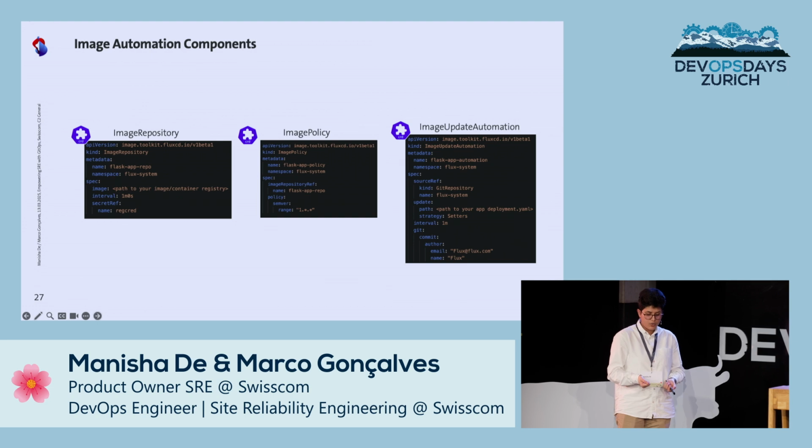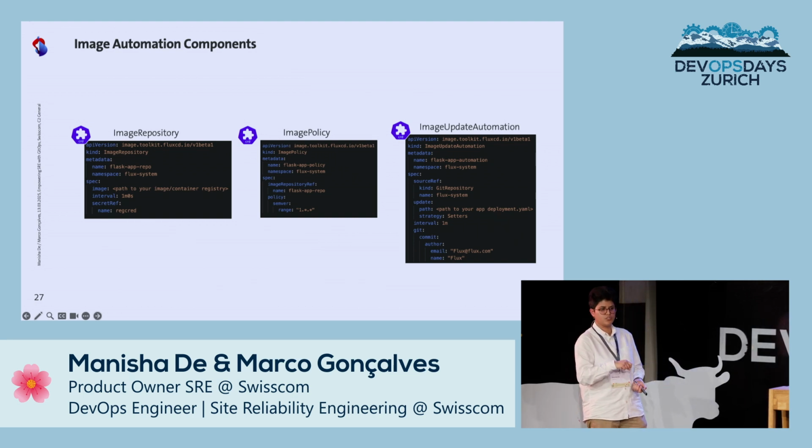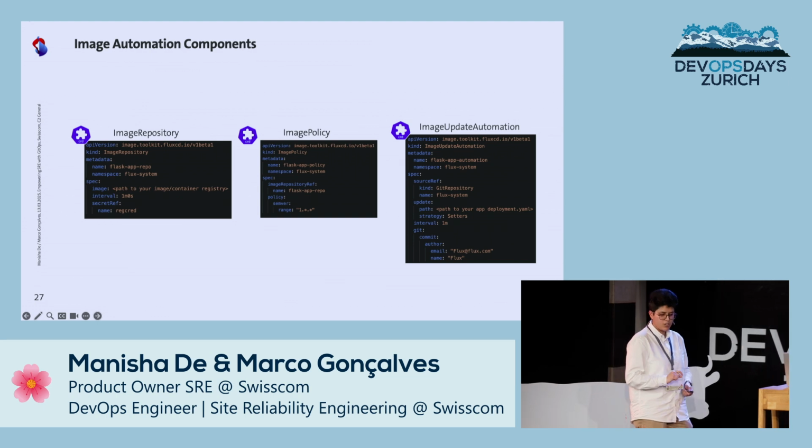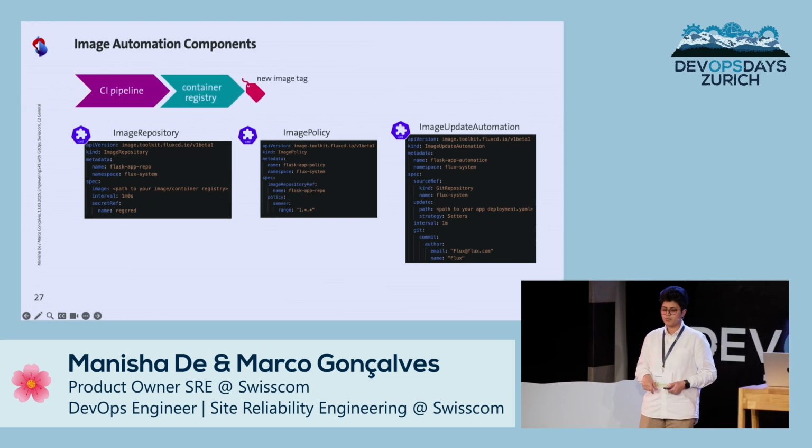And then finally, you have the image update automation. That's the one which, after scanning for the latest version of your application, will apply those changes to your target environment. So now if I try to build the whole picture, this is what happens.